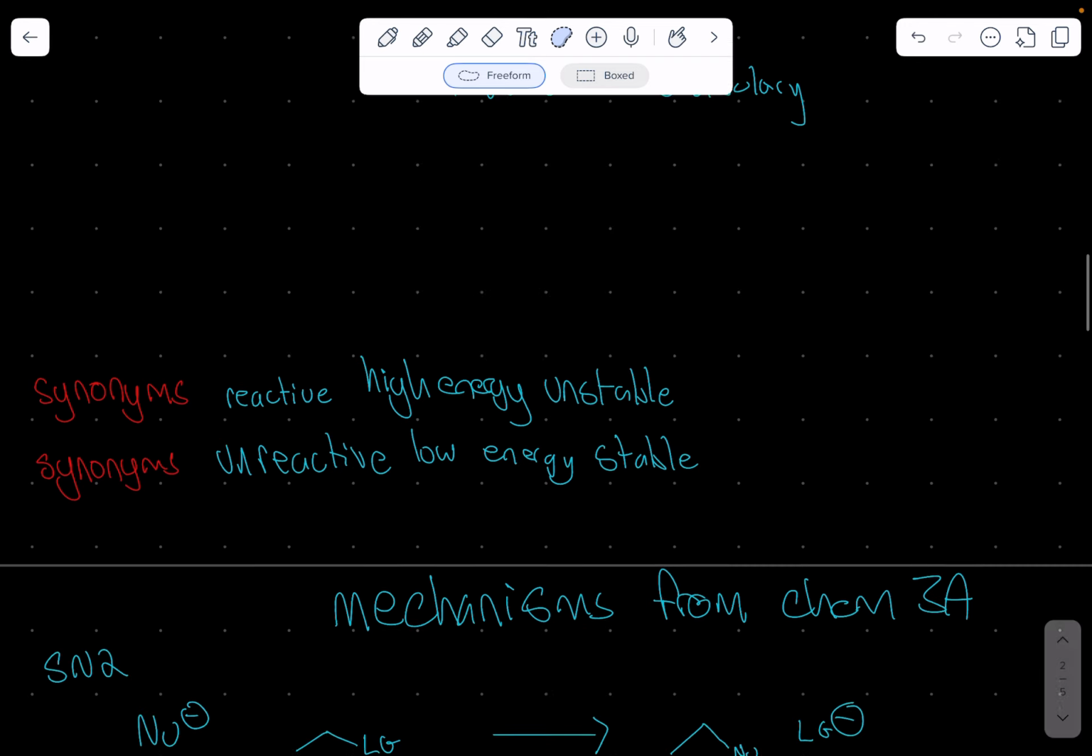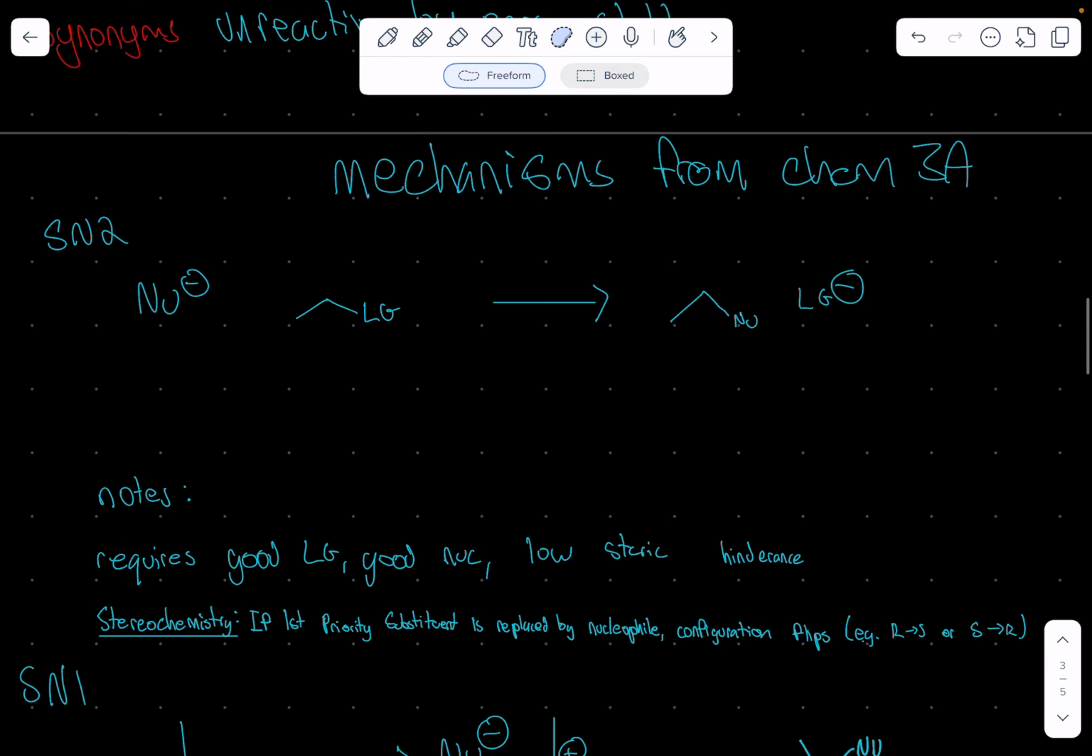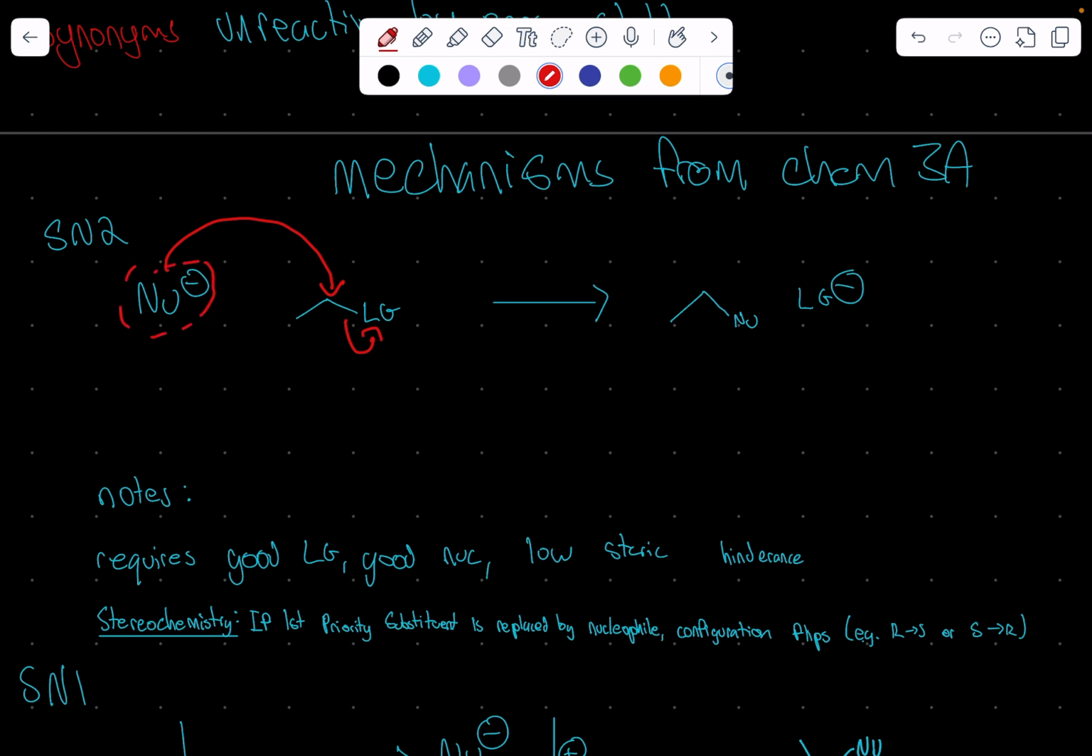Now I'll briefly go over some mechanisms we learned from Chem 3A. First, we have the SN2 mechanism, in which a nucleophile attacks an electrophile and a leaving group leaves. In this case, the nucleophile replaces the leaving group to form a product in which the nucleophile is in the space the leaving group was before.